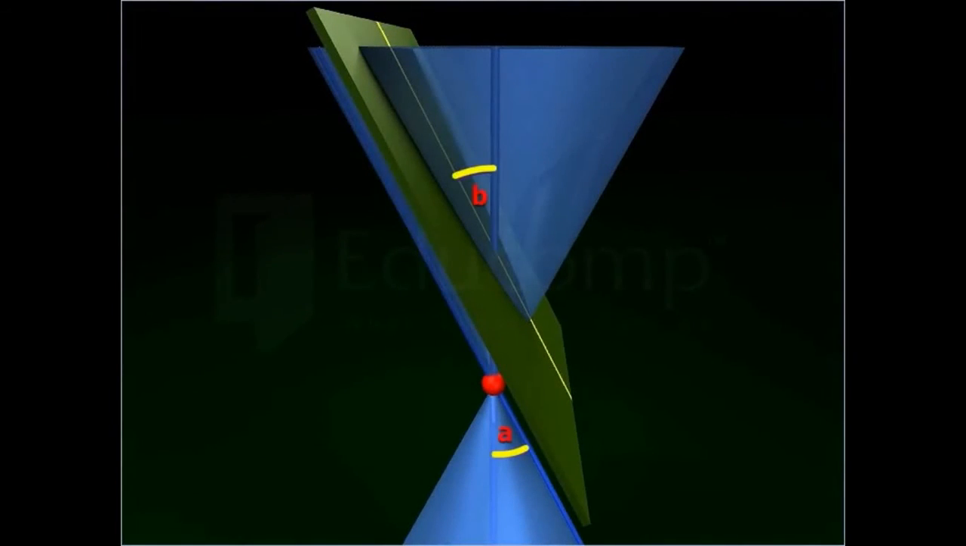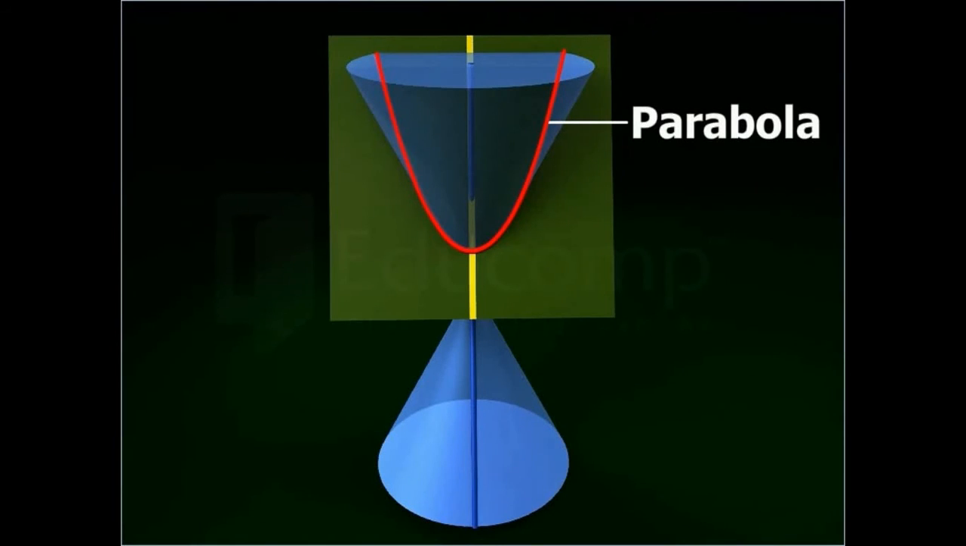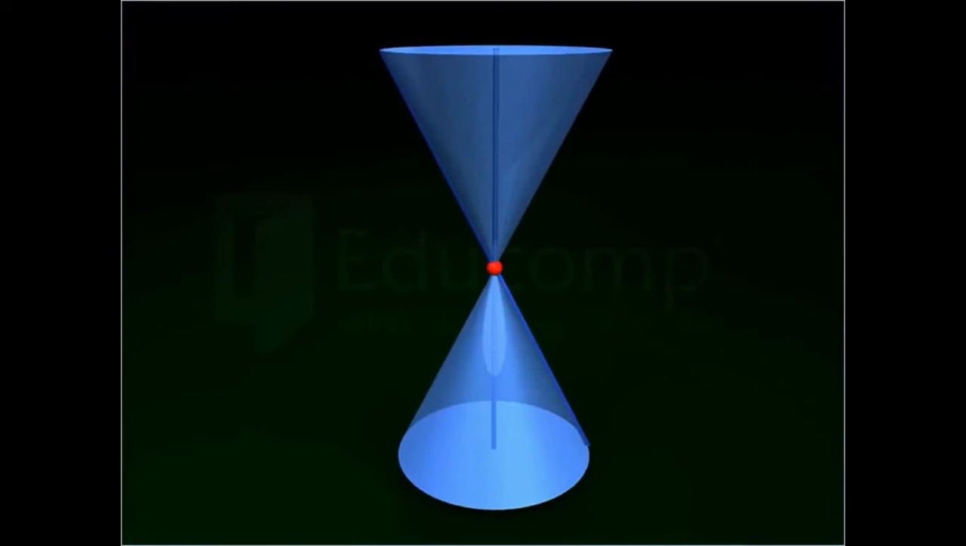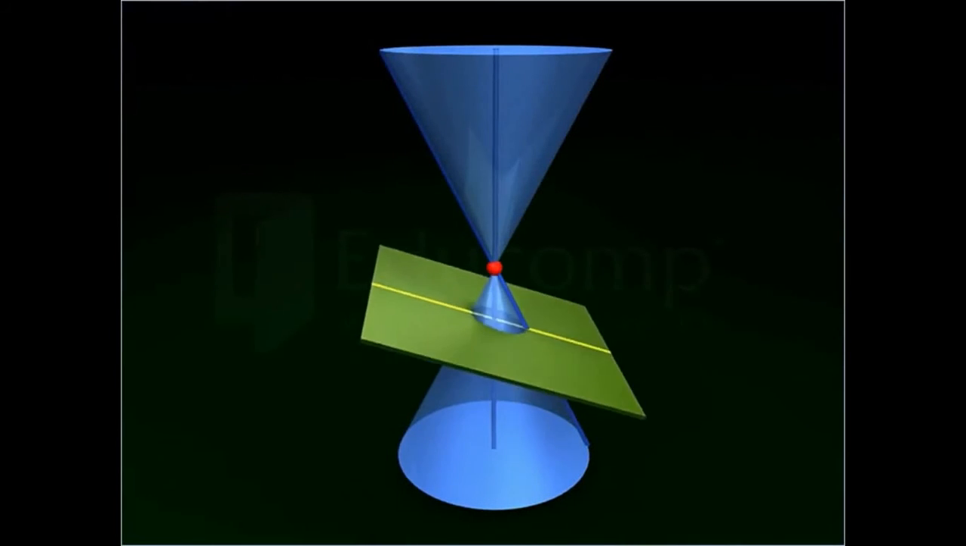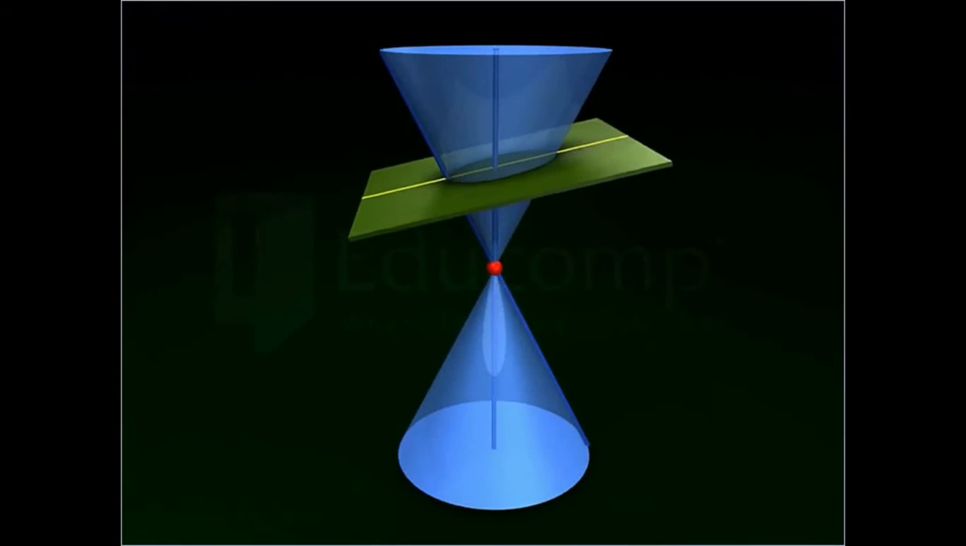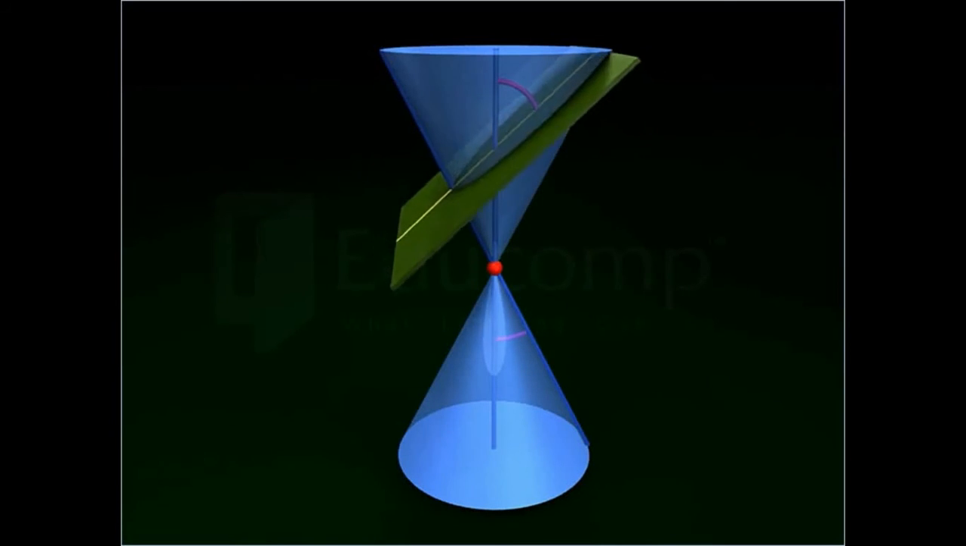When the angle made by the plane to the vertical axis is exactly equal to the vertex angle, we get an open curve called a parabola at the intersecting surface of the cone. The plane intersects only one nappe of the double right circular cone as long as the angle between the plane and the vertical axis is greater than or equal to the vertex angle.